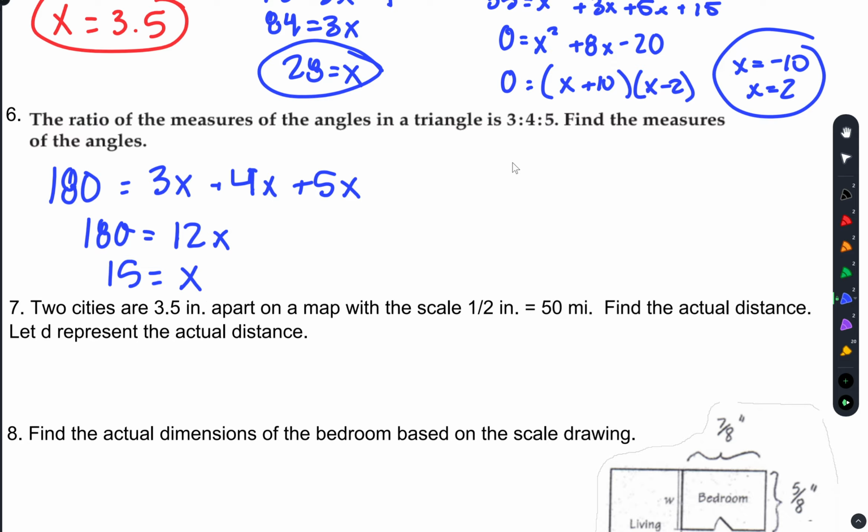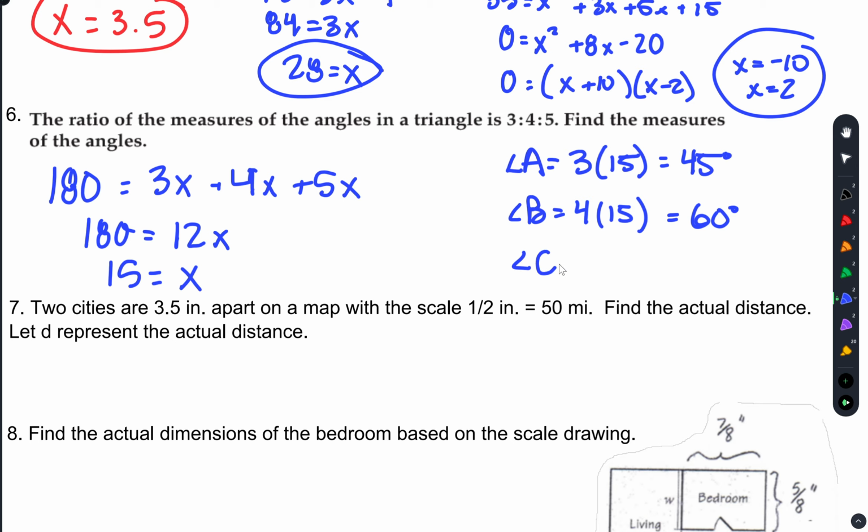And if I wanted to go back and figure out what these 3 angles were, let's say angle A. Angle A is 3 times that magic number, which is 45. Angle B is 4 times that number, which is 60. And angle C is 5 times that number, so 75. So these 3 angles are in a ratio of 3 to 4 to 5. Kind of weird. Any questions on how I did that or why I did that?